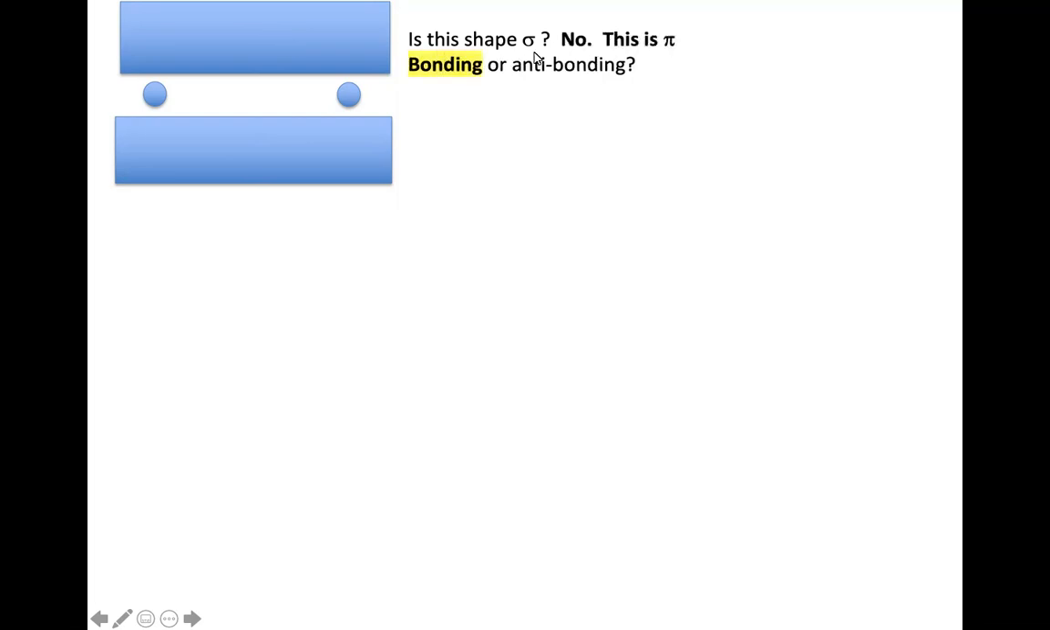I think that this is not sigma. This would be an example of pi. This would be an example of pi that would be a bonding description. There is no vertical node separating the two, so I know it's bonding. And instead of being along the internuclear axis, it's off the axis. It's above and below. That would be my description for that. That would be my analysis of looking at the shape.